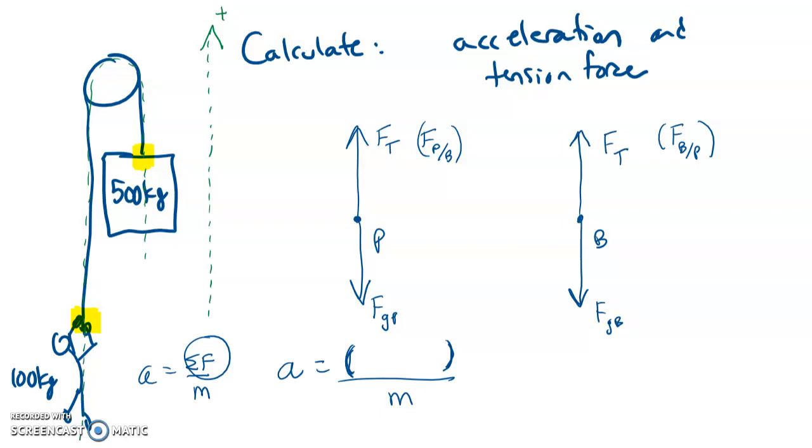So imagine the rope is your axis. It could be your x-axis, it could be your y-axis. It depends on the situation exactly. Here it makes a little bit more sense to call it the y-axis.